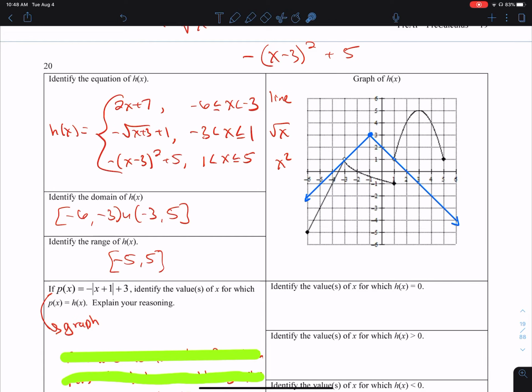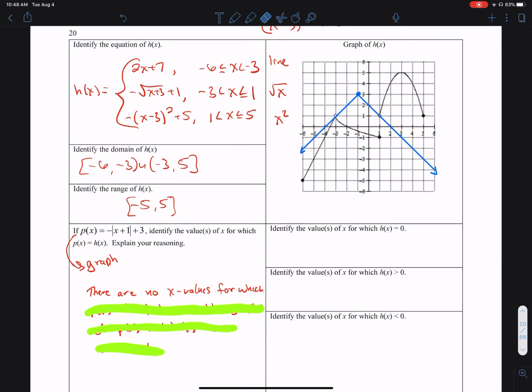We want to know when this blue graph intersects h of x. It never does. It appears to here, but there's an open circle. It appears to here, there's an open circle. They never intersect. There are no x values for which p of x equals h of x because the graphs of p and h never intersect.